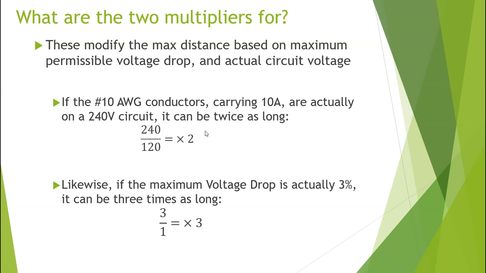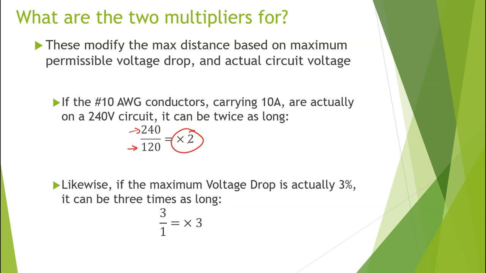And so when we take a look at the fact that this number 10 AWG conductor carrying 10 amps may actually be connected to a 240 volt circuit, we can go twice the distance for the same amount of voltage drop, or the same percentage of voltage drop. And therefore we need a multiplier of times 2. And once again, this is based upon your actual circuit voltage compared to the 120 that table D3 is based upon. So now we have our voltage multiplier.